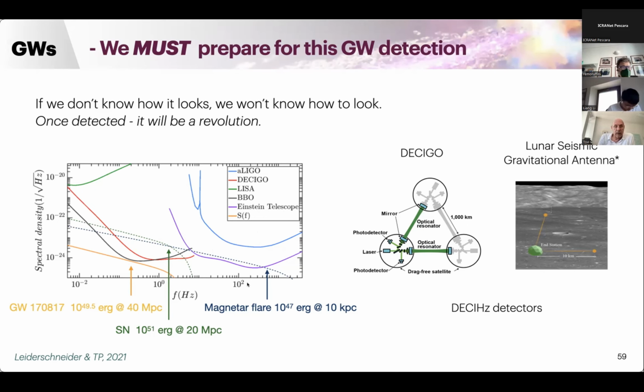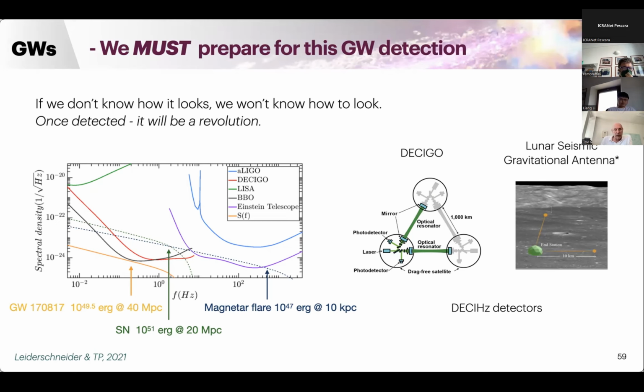This is too weak. On the other hand, the galactic magnetar flare, if it is beamed, and again, if it is beamed, will go all the way to the range of the Einstein Telescope. It will probably be below LIGO sensitivity, but within the Einstein Telescope. So these things may be detected.